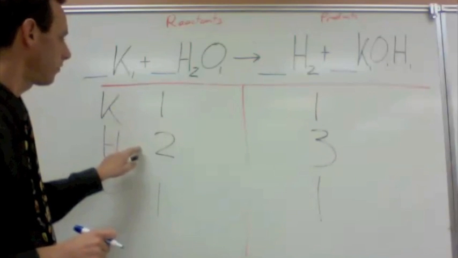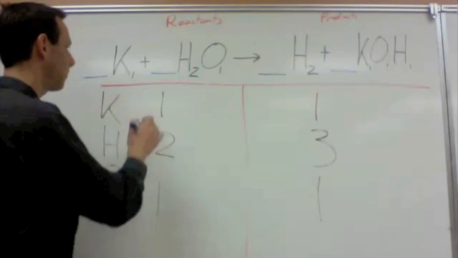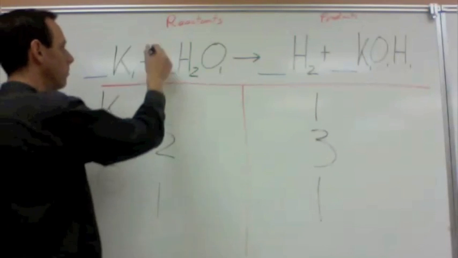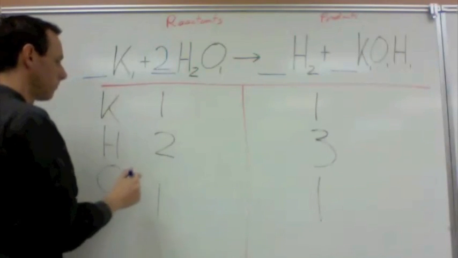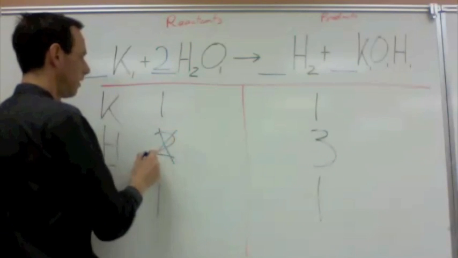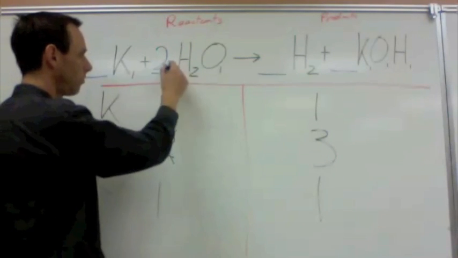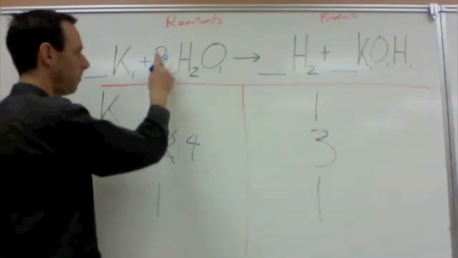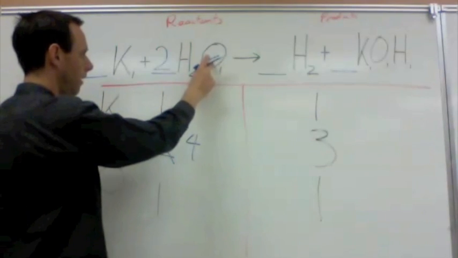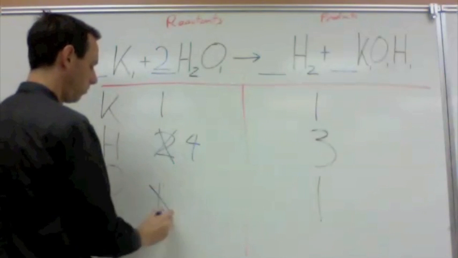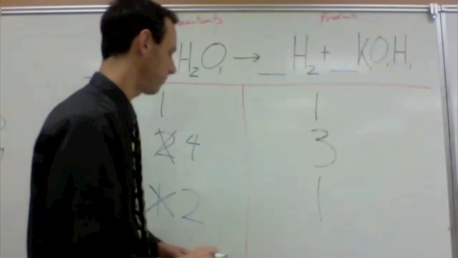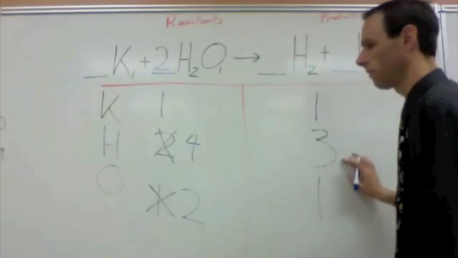Obviously, I need more hydrogens. So let's put, there's a 1 here, but let's put a 2 because I need more. Now I have how many hydrogens? 2 times 2 is 4. And how many oxygens? Because I also affect that O. 2 times 1 is 2. This does not seem to have done much for me because now I've messed up 2 numbers.